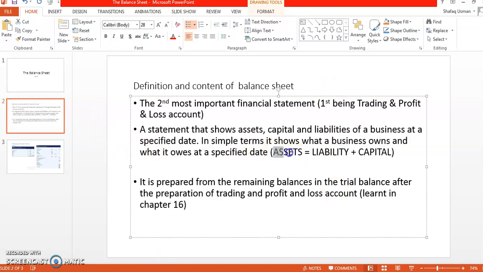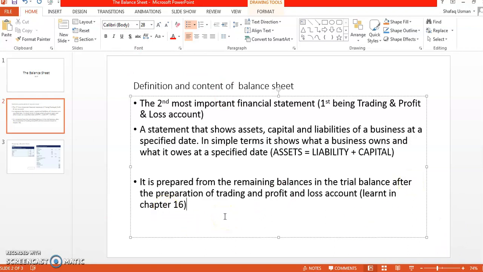So, everything which you have got in the business is coming from two sources of money: your money, what the business owes to the owner, and borrowed money, what the business has to give back or what it owes. Now, it is prepared from the remaining balances in the trial balance after the preparation of the trading and profit and loss account, which was learned in chapter number 16.